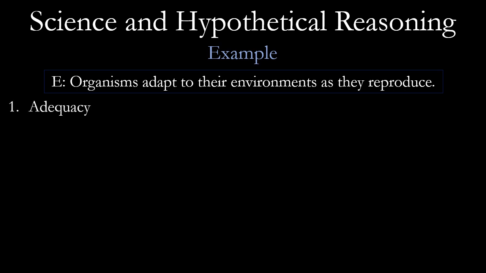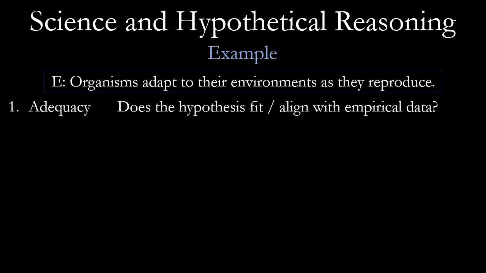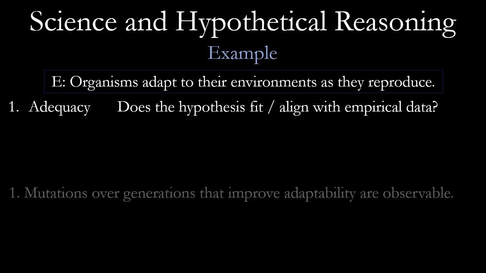Okay, first of all, we look for adequacy. Once again, we're going to go through the same criteria. Does this hypothesis fit or align with the empirical data that we see? Well, we can observe that there are mutations over generations that improve adaptability. We can see these kinds of things.